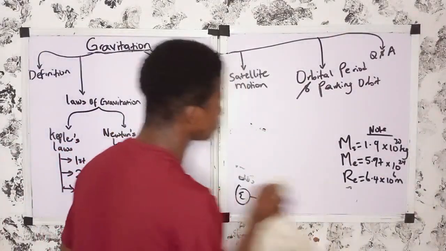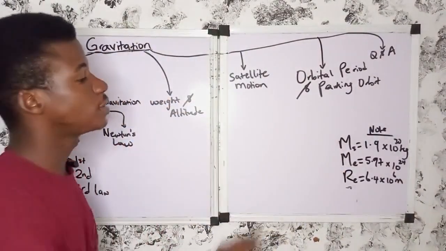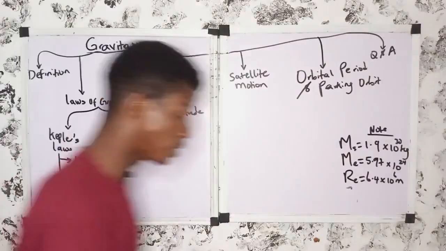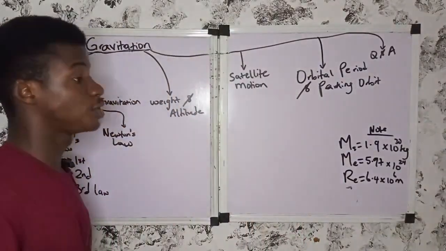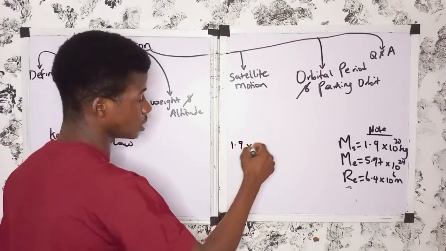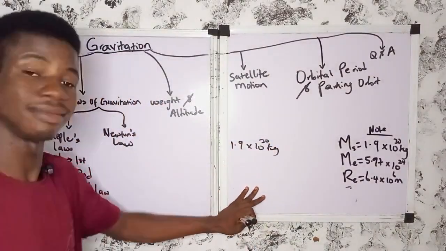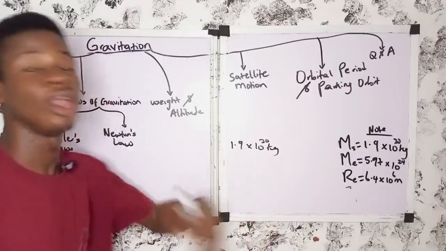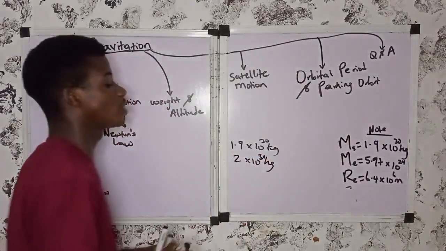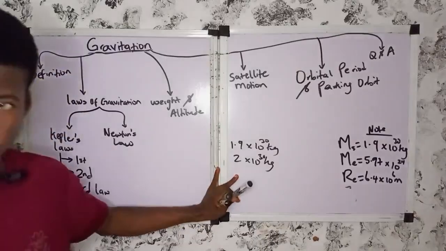Before I continue, please take note of this part, because it is very important. The mass of the sun is approximately 1.9 times 10 raised to 30 kg. Or you can approximate it as 2 times 10 raised to 30 kg. So this is the mass of the sun, 2 times 10 raised to 30 kg. Please take note.